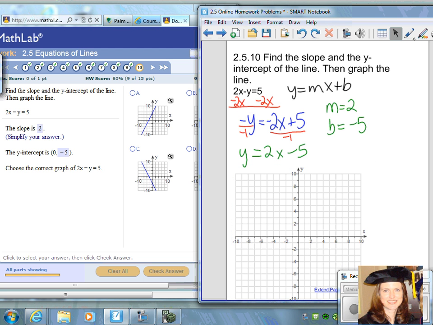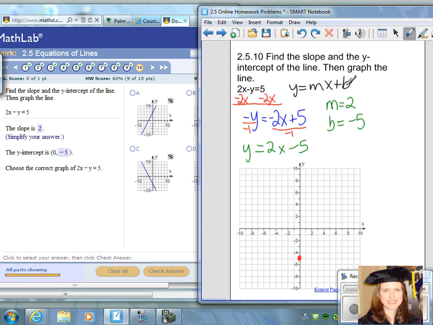Okay, to sketch this line, I'm going to start off with the y-intercept of 0, negative 5, and then use the slope of 2, where the slope can be written as a fraction 2 over 1 to get to the other points. From negative 5, you're going to go up 2 units and to the right 1, up 2 to the right 1, and continue going up the page to the right. And then you can also go in the reverse direction to get some other points on the other side of the line. And the line is going to go like this.